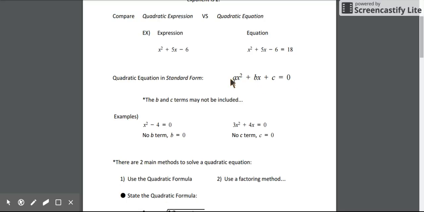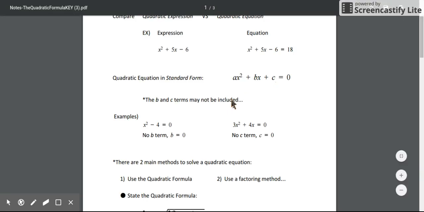In standard form, the coefficients, or the numbers in front of our variables, are going to represent the values for a, b, and c. So whatever number is in front of x squared is your a term. Whatever number is in front of your x to the first power is your b term. And then that number without a variable is called the constant, and that'll be your c term.